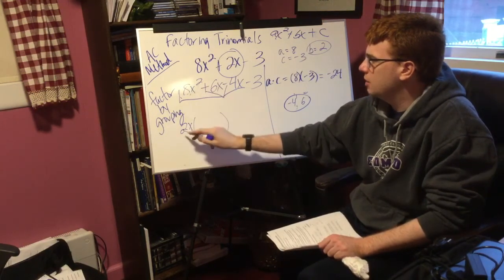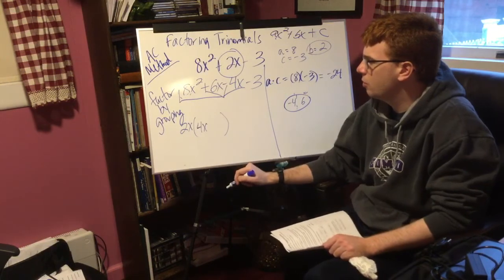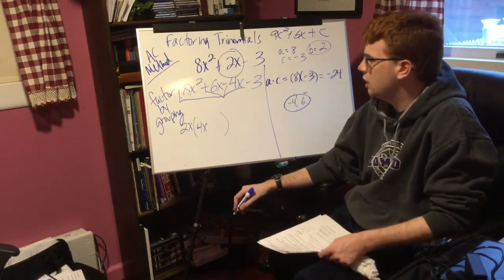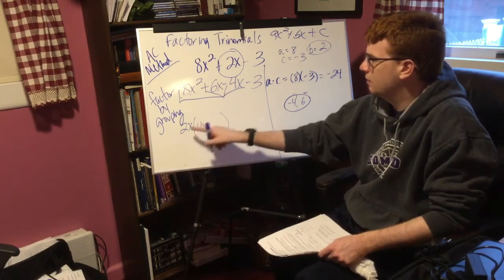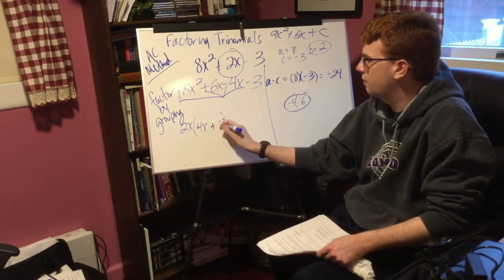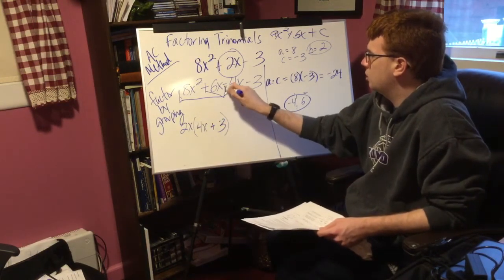8x squared is going to be divided by 2x, and that would be a 4x. Remember the rule for the quotient rule. Keep the variable or the base and subtract the exponents. And then 6x divided by 2x would be a positive 3. And now I'm going to come along and look at my next two terms.